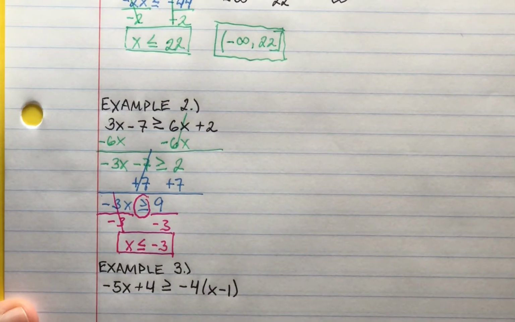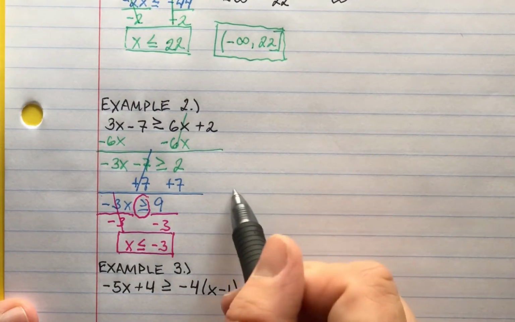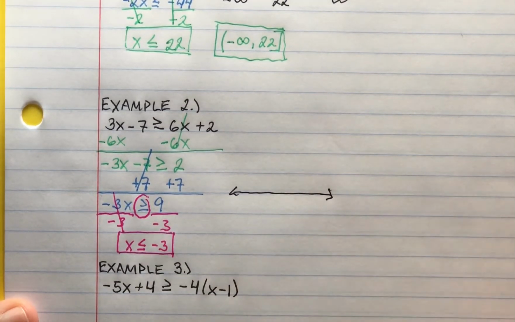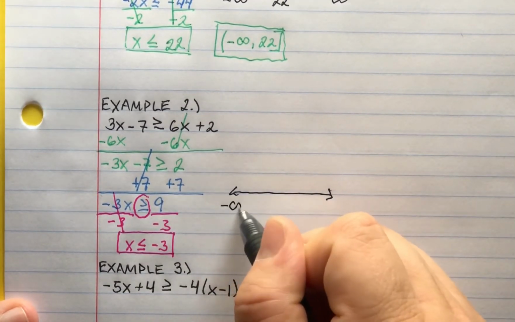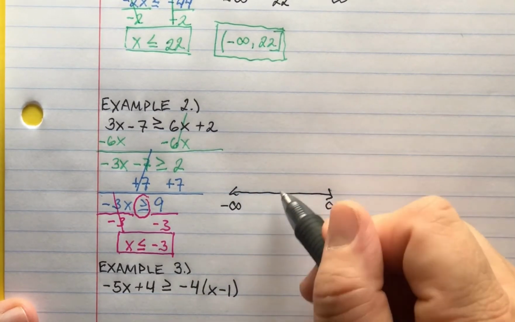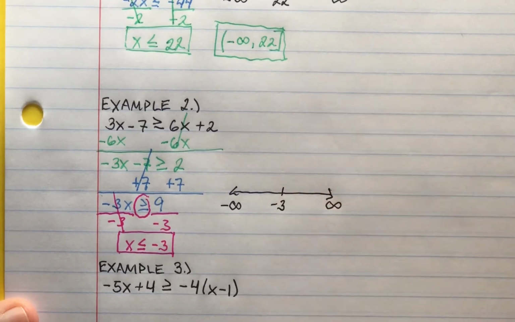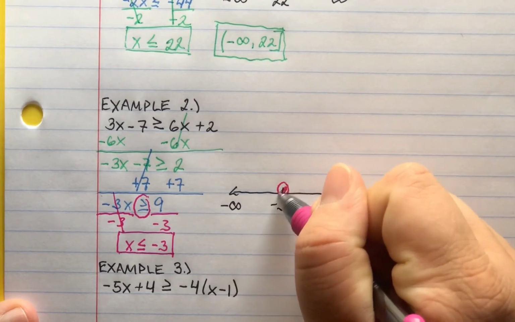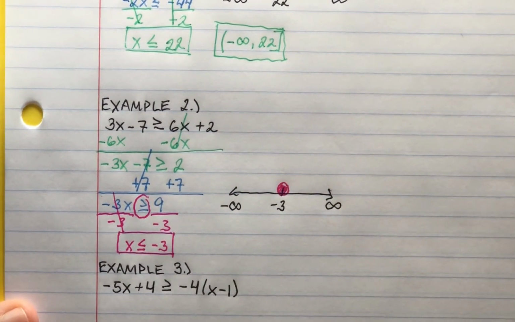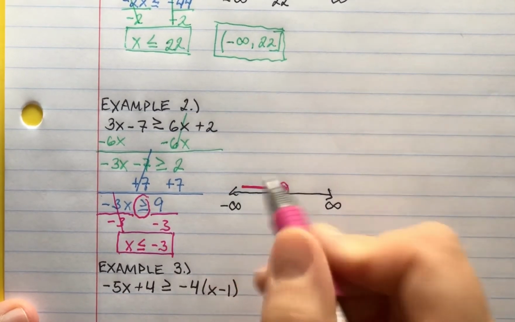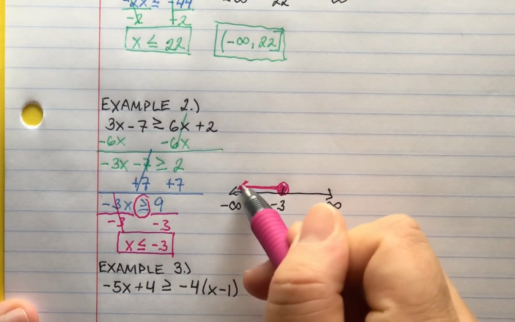From here, what I need to do is graph my solution, and I can do that by drawing my number line, making sure negative infinity is at one end, positive infinity is at the other end. Negative 3 is going to be somewhere in the middle. I know that my symbol is less than or equal to, so the equal to means I have a solid dot. Anything less than negative 3 would be going to the left of it towards negative infinity. So this is going to be my graph portion of my answer.